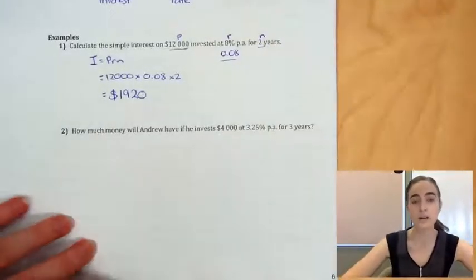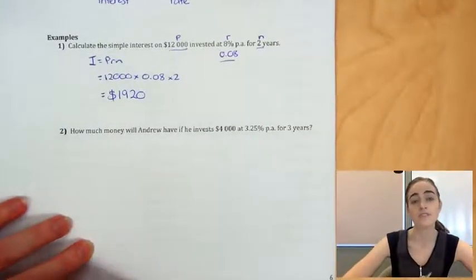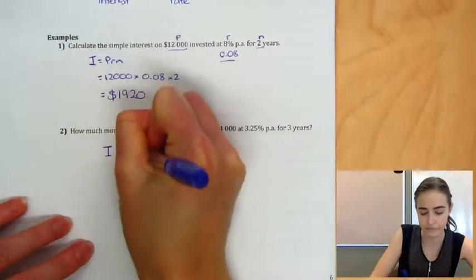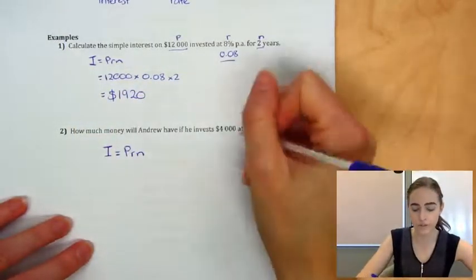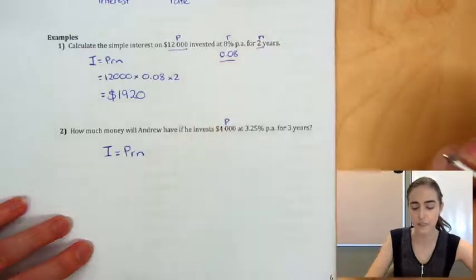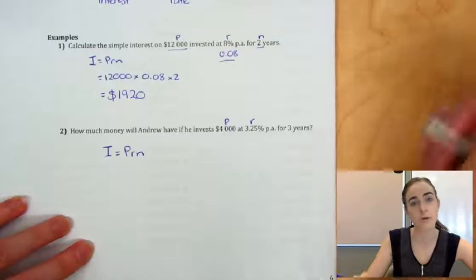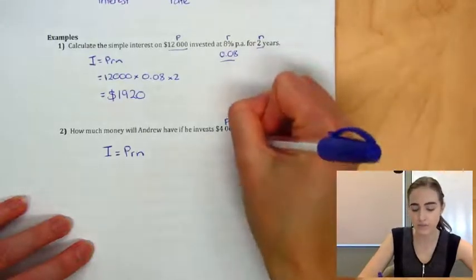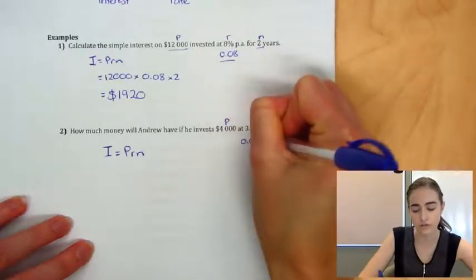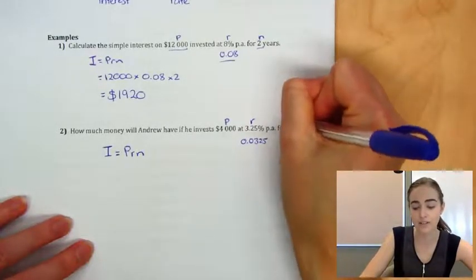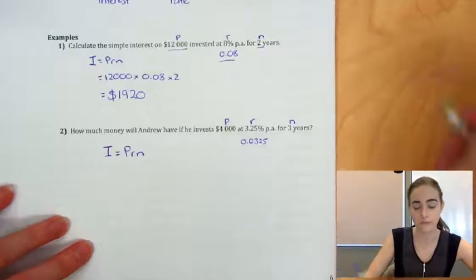So it says, how much money will Andrew have if he invests $4,000 at 3.25% per annum for 3 years? So again, we'll start by writing our formula down. Our principal is that $4,000 that he invests. Our rate is the 3.25%. And remember, we want to write that as a decimal. So that's going to be 0.0325. And our number of time periods is going to be 3.